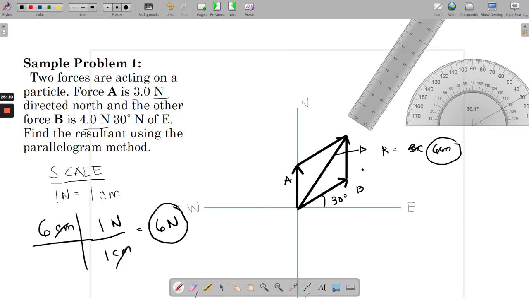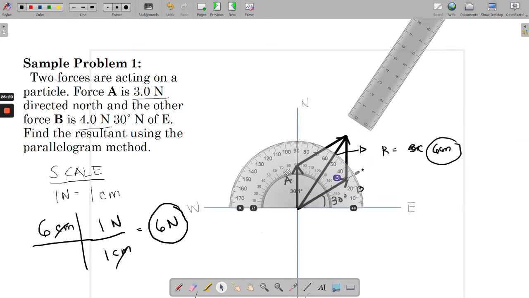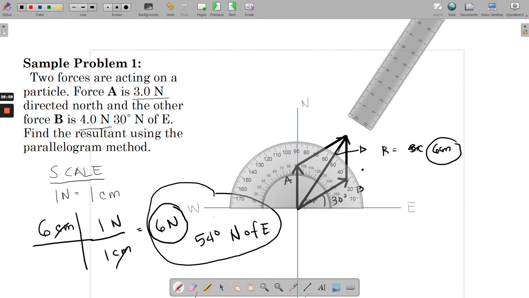So the resultant is 6 newtons, and now we have to find the direction using our protractor. Starting from here and then right here, that's 54.2. So let's say about 54 degrees, just 54 degrees. So it's 6 newtons, 54 degrees, north of east. So this is our full answer. We have the magnitude and the direction.